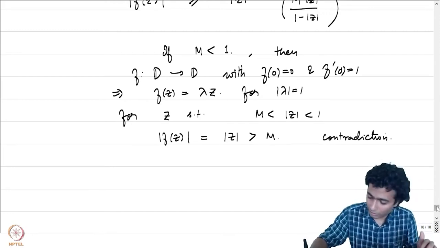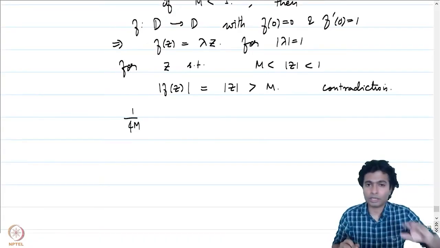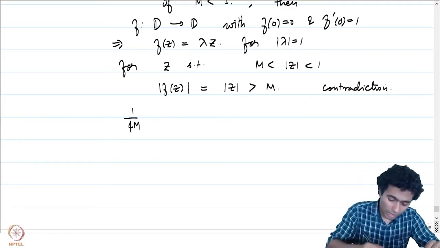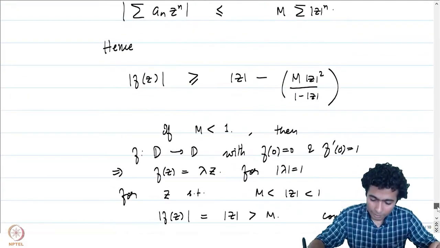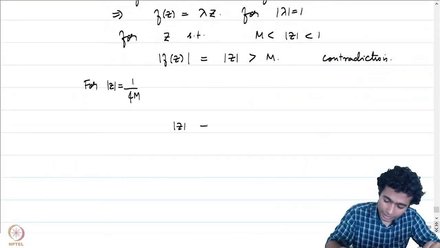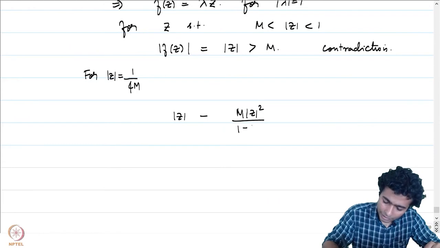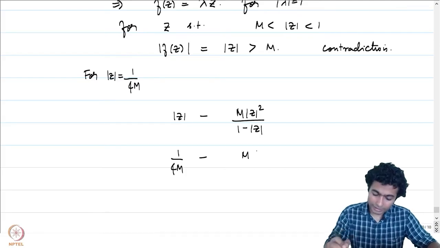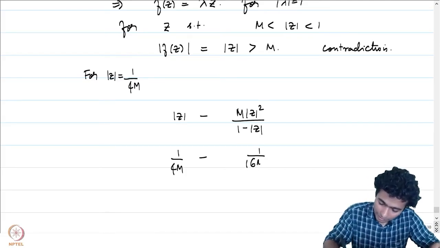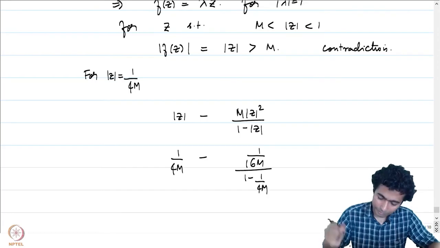That's an observation that we should keep in mind, because if now we consider 1 by 4m, that's a number between 0 and 1, and if you consider mod z equal to 1 by 4m, let's see what happens here. What will happen to the right hand side? Mod z minus m mod z square times 1 minus mod z is going to be 1 by 4m minus m by 16m square, which is going to be 1 by 16m times 1 by 4m, 1 minus 1 by 4m. This is precisely what it is going to be.